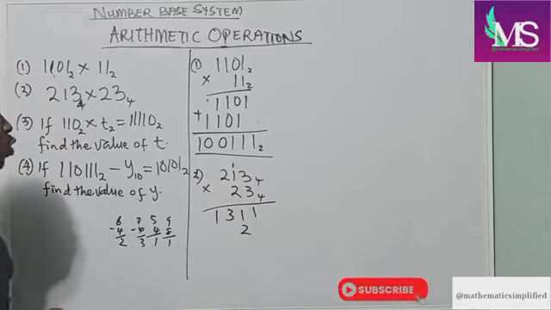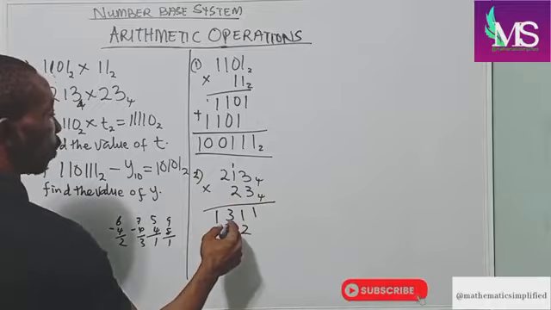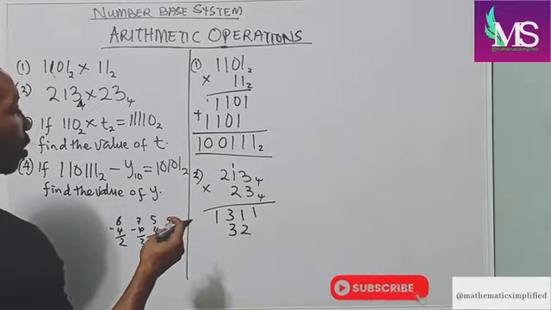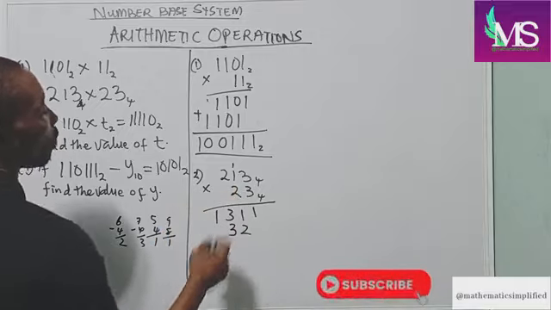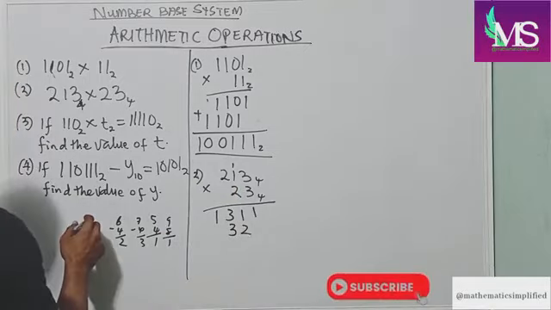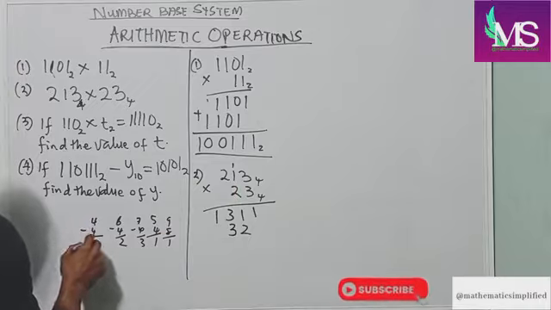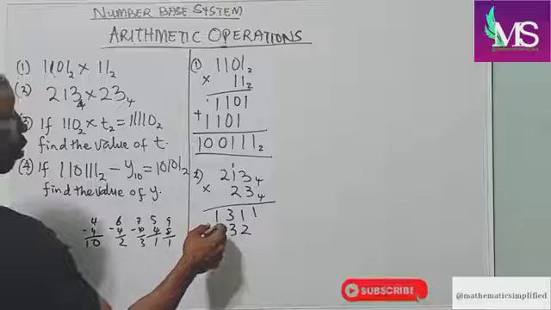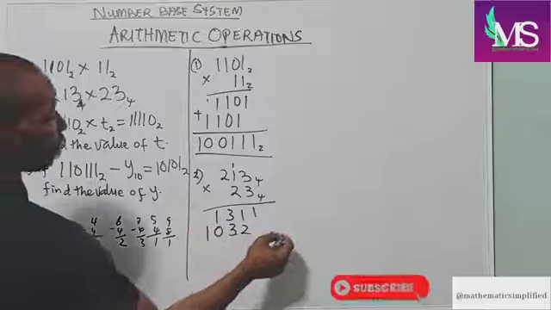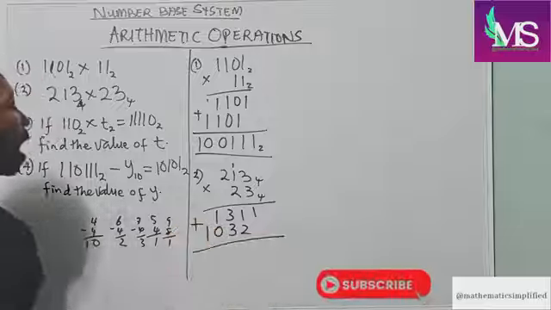2 times 1, 2 plus 1, 3 is not up to 4, so write down our 3. Alright, and 2 times 2 is 4. Alright, since it's 4 minus 4, we have remainder 0, carry 1. So this becomes 0, carry 1. Now we do what? Add.